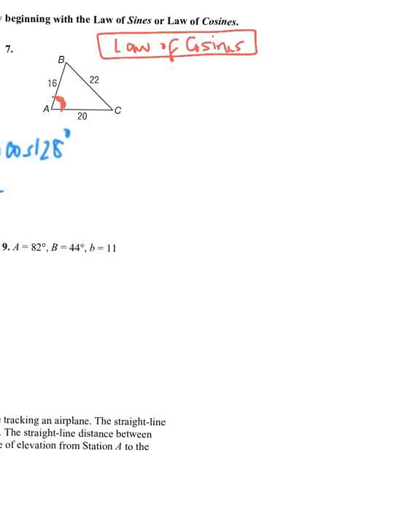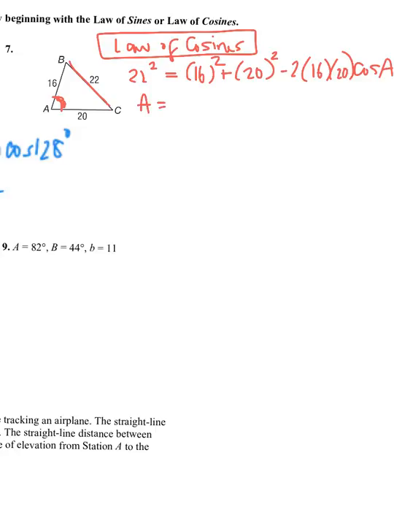I'm going to use this opposite side in my law of cosines. So I have 22 squared is equal to 16 squared plus 20 squared minus 2 times 16 times 20 times cosine of angle A. Plug that all into your calculator and solve for A, and I get 74 degrees.